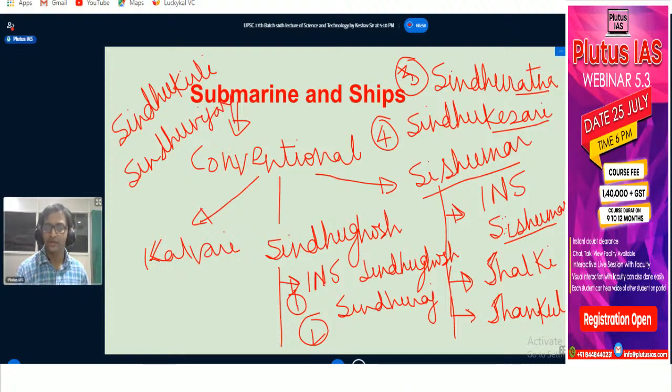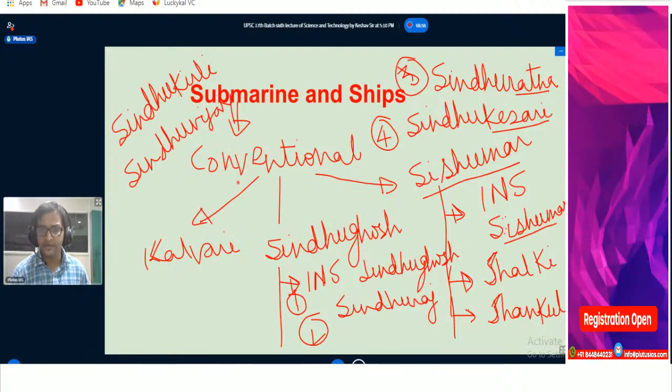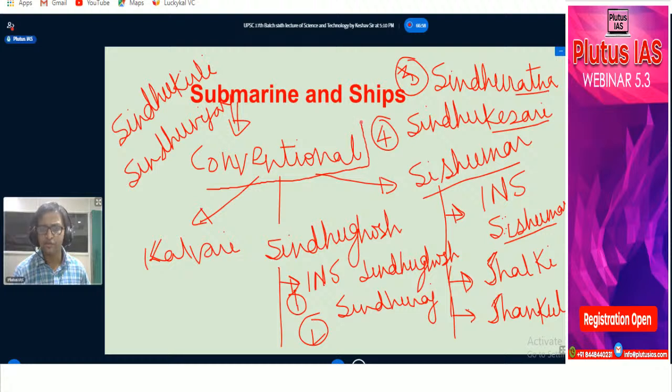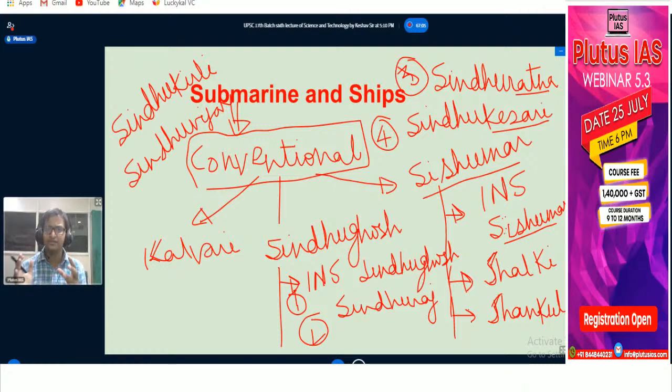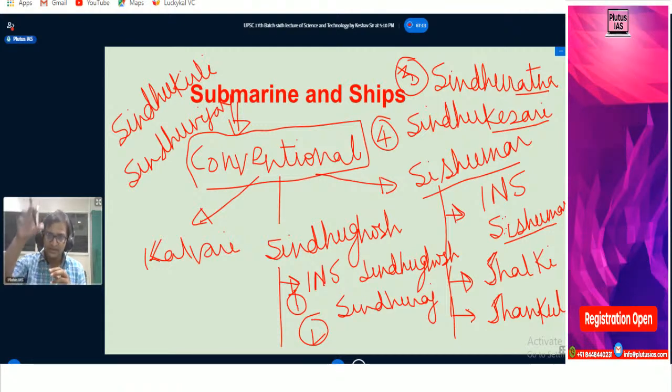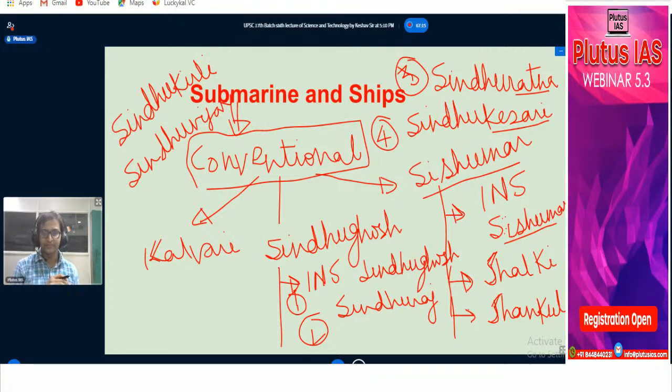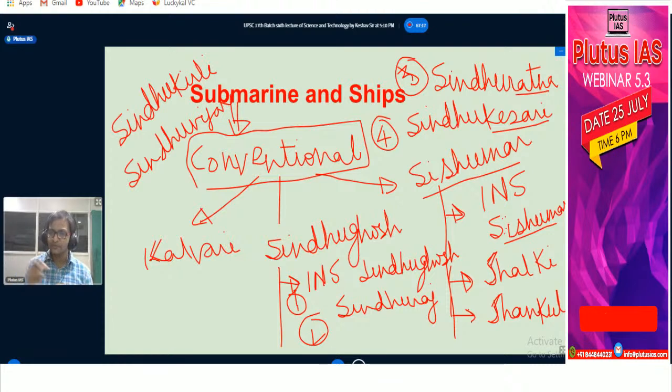Now see, we have different types of names. A simple question can be in any statement that Sindhu Ratna, no need to remember every Sindhu Ratna or Sindhu Kesri. Just remember Sindhu Ghosh. Whenever any Sindhu is coming, that will automatically come under Sindhu Ghosh class. And it will be which type of submarine? It will be conventional submarine.